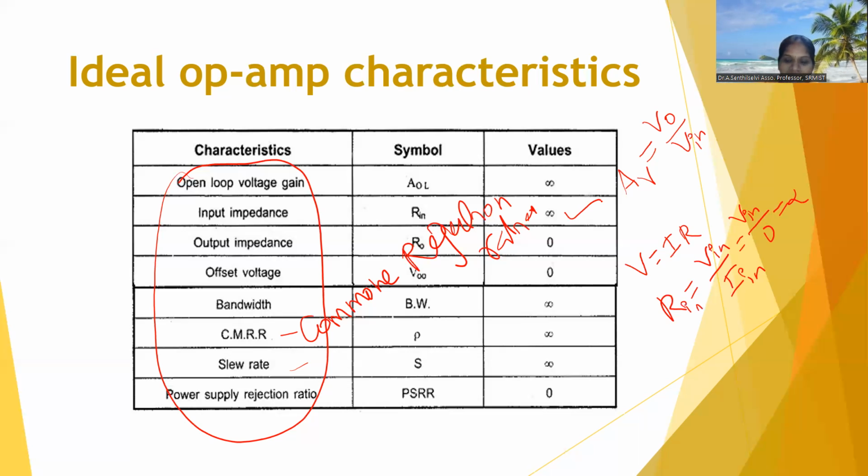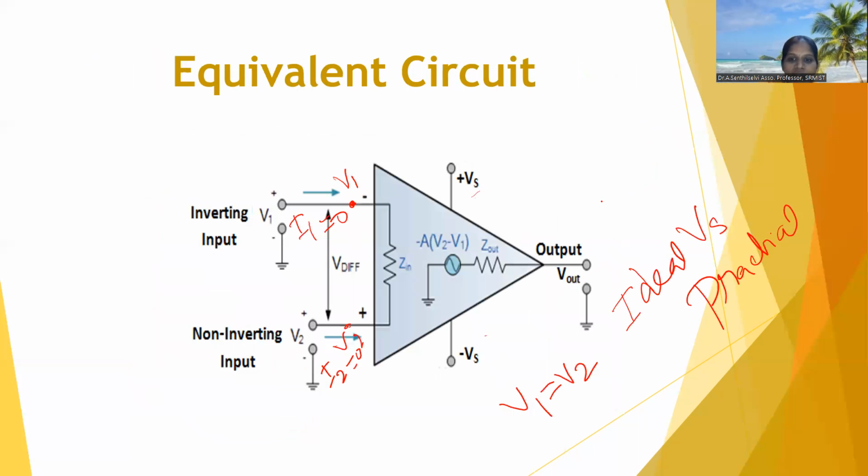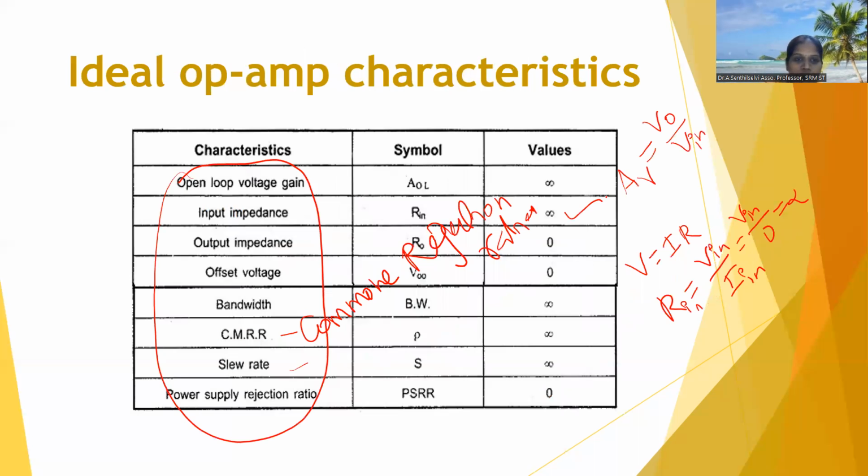Then output impedance. We also have another assumption that V1 and V2 are the same, and in ideal condition there is no output, V out equal to 0. In ideal condition, the output of that amplifier is equal to 0. Coming to that point, output impedance R out equal to V out divided by I out. We are not talking about the output current, so we are talking about V out. Here the V out value is 0. 0 by anything is 0.